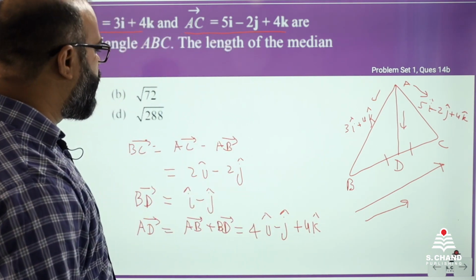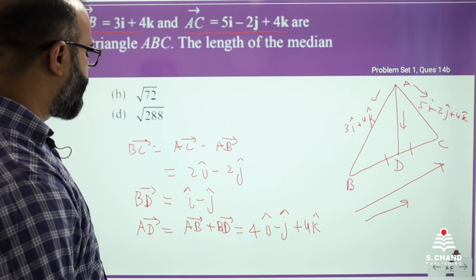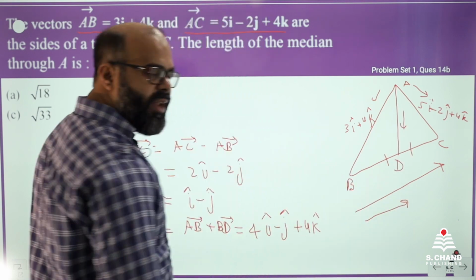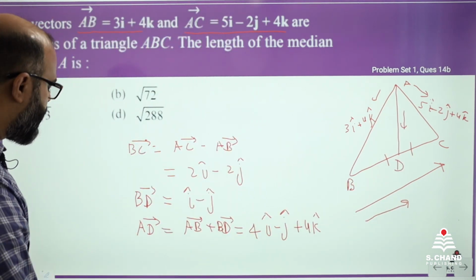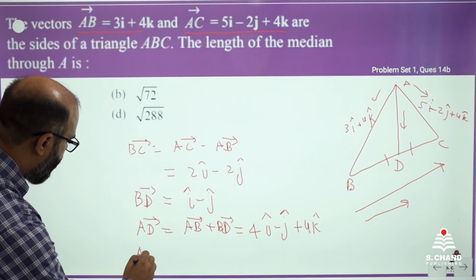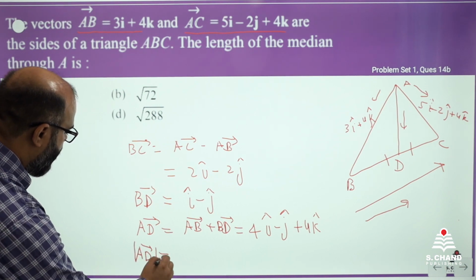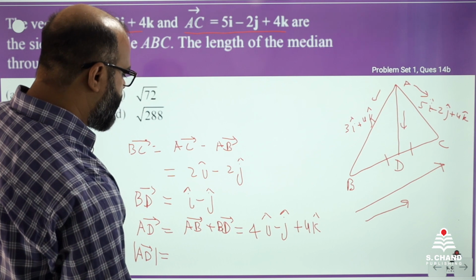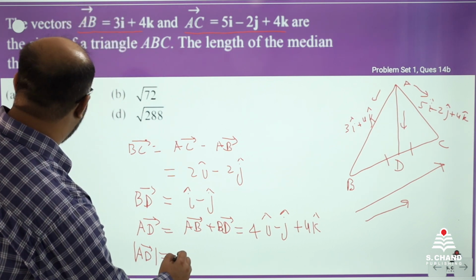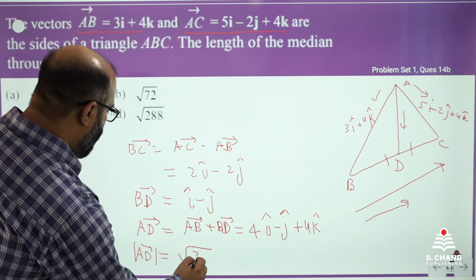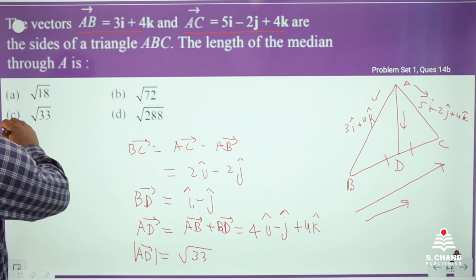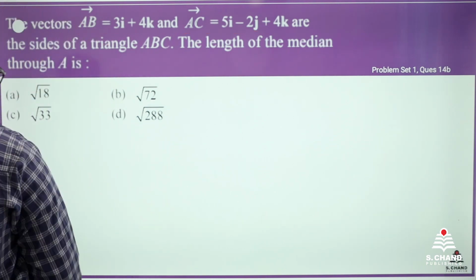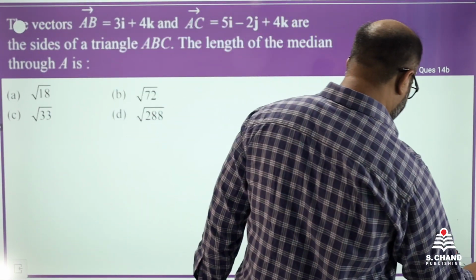So this will be 4i minus j plus 4k. Now this is AD vector. What is the magnitude of AD vector? That is the length of the median. So that magnitude will be found out by the formula root over a square plus b square plus c square. So it will be 16 plus 16, 32 plus 1, 33. So we are getting a square root of 33. So yes, our option is correct option C. Let us move on to the next question.